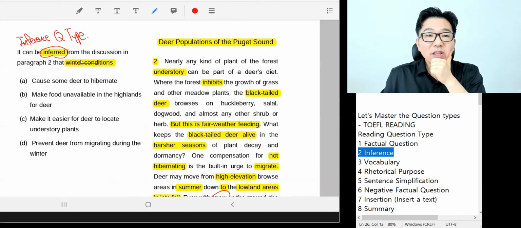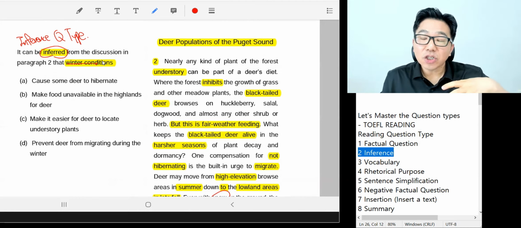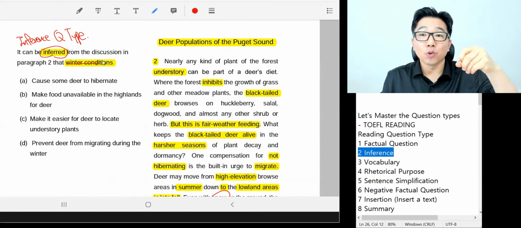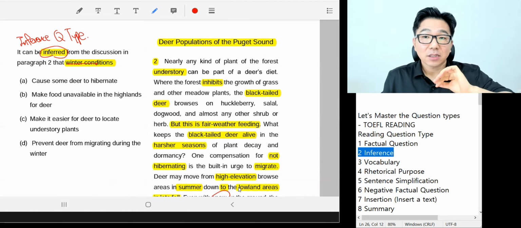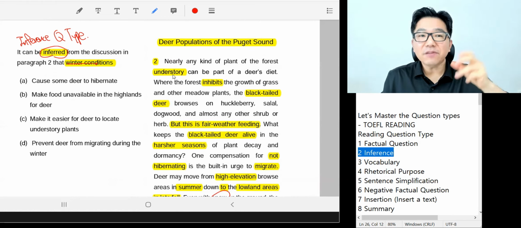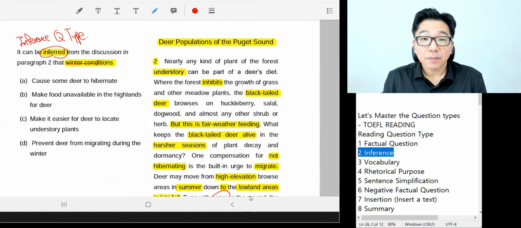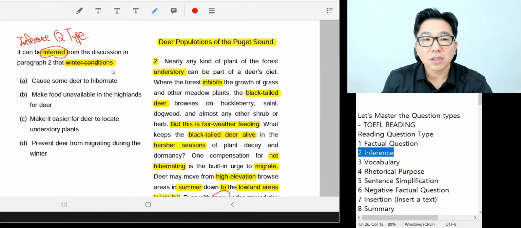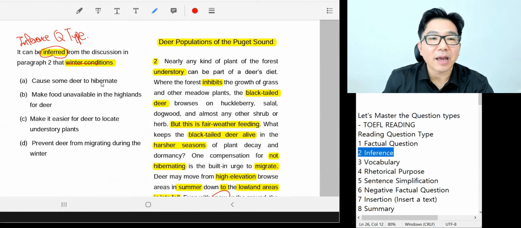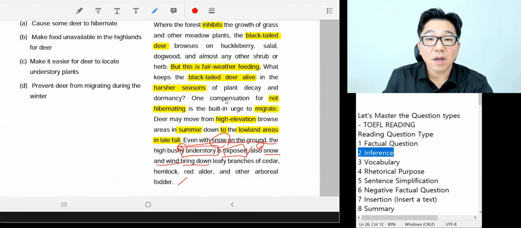Okay, so winter condition encourages black-tailed deer to migrate to where? To lowland areas. Why? Because even in winter condition in lowland area, there are some food sources that they can consume. All right, so let's think about that. So we are very sharp when we look at the answer choices. A, cause some deer to hibernate. Exactly opposite, right?